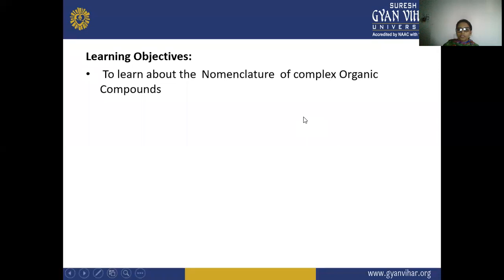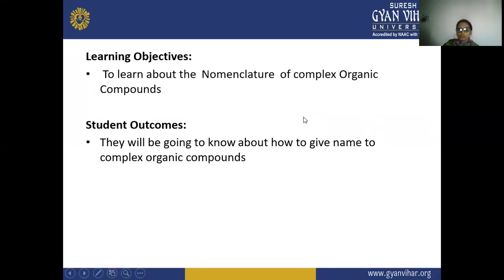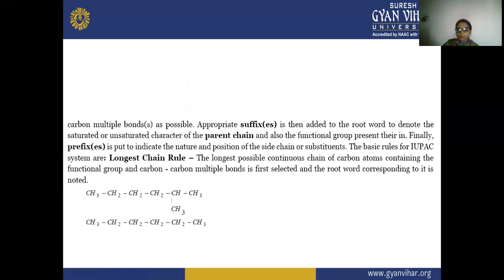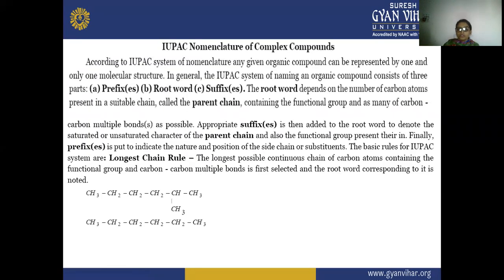The learning objective of this topic is to learn about the nomenclature of complex organic compounds. The student outcome is that the student is going to know how to give names to complex organic compounds. Let's start the topic: the IUPAC nomenclature of complex compounds.